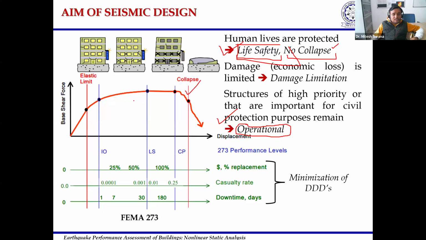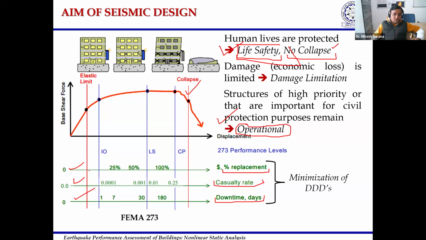Now each of these limit states is associated with some amount of economic loss. For example, let's say if you see these three scales, the first scale is showing the percentage of replacement cost that is required at different damage levels of a particular structure. The second scale is showing the amount of casualty that we can expect, that is represented by casualty rate. And the third scale is showing the downtime, that means after how much time that building will be again functional.